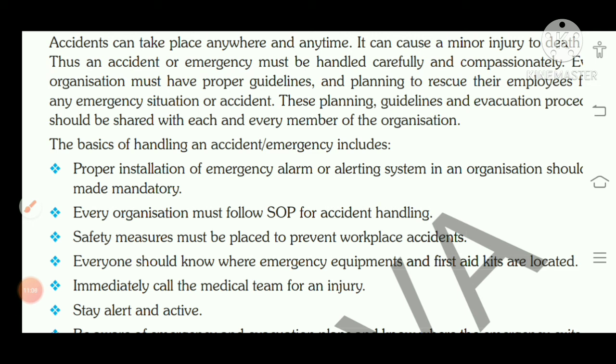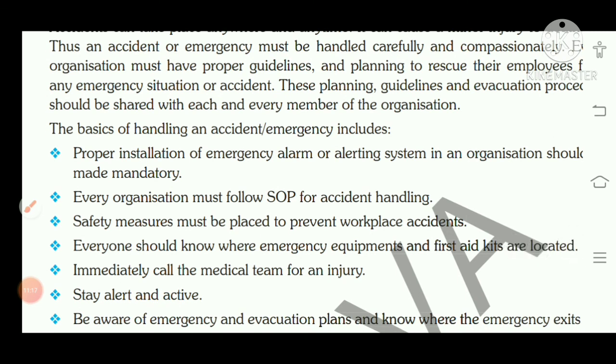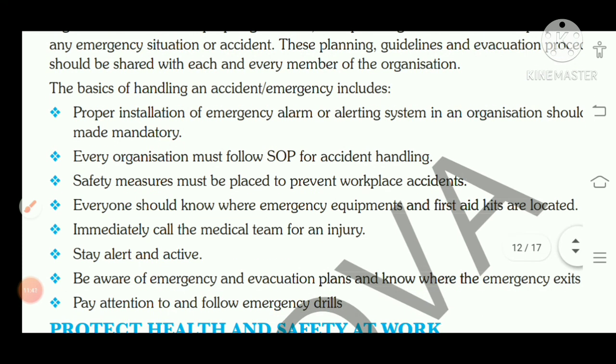Next, every organization must follow SOPs for accident handling. What is SOP? SOP stands for Standard Operating Procedures. It means whatever the procedures and rules are, every organization must follow these SOPs for accident handling, whatever these standard operating procedures given by the guidelines from the center. All organizations must follow these SOPs. Safety measures must be placed to prevent workplace accidents.